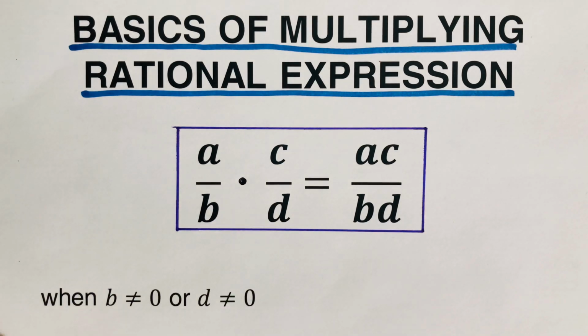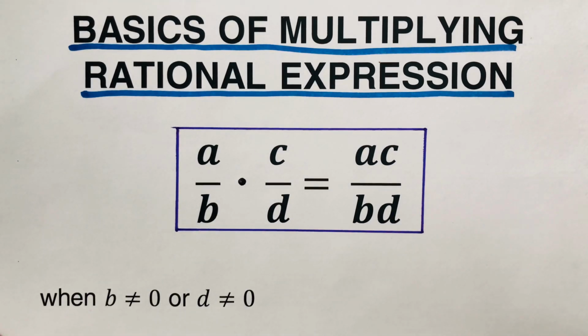Now, we remember that this is only true when B is not equal to 0 or D is not equal to 0. Because if any of these is 0 or both of these are 0, then we can say that this expression becomes undefined because dividing by 0 is undefined.